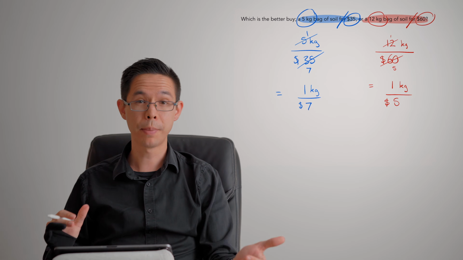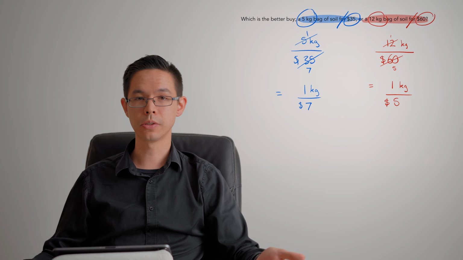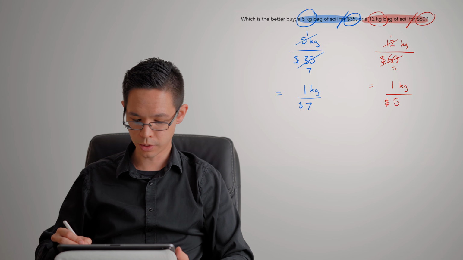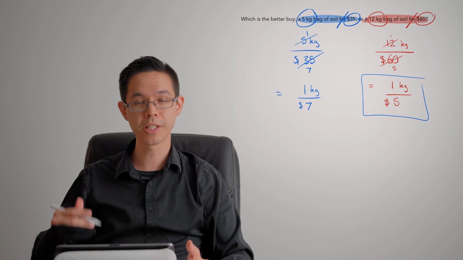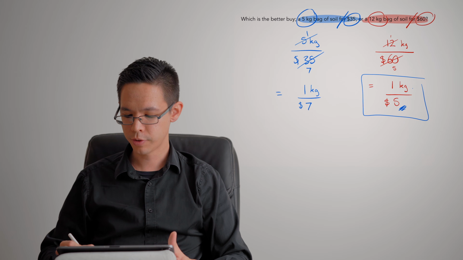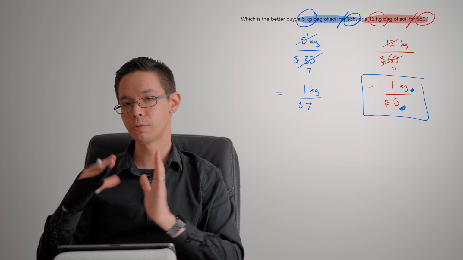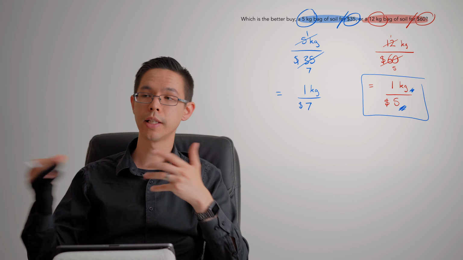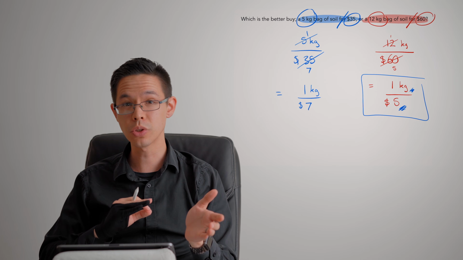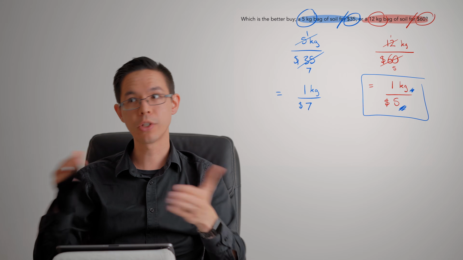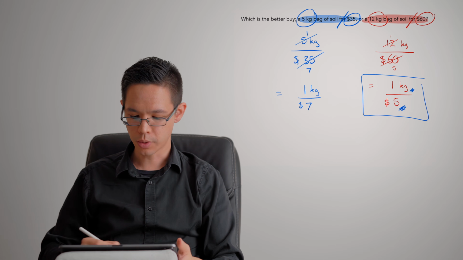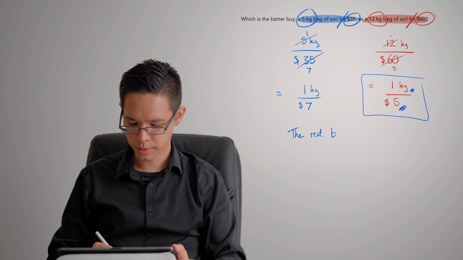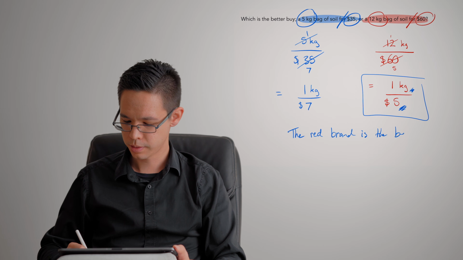Which one would I rather pick? If the soil is identical in all other ways, then clearly I would probably go with the red brand because I spend less money for the same amount of soil. So the red brand would be the best buy. Often with these problems, when you finally calculate which one is the better one to choose, you have to show which one is the preferred answer. So I would say with a sentence at the very end, the red brand is the best buy.